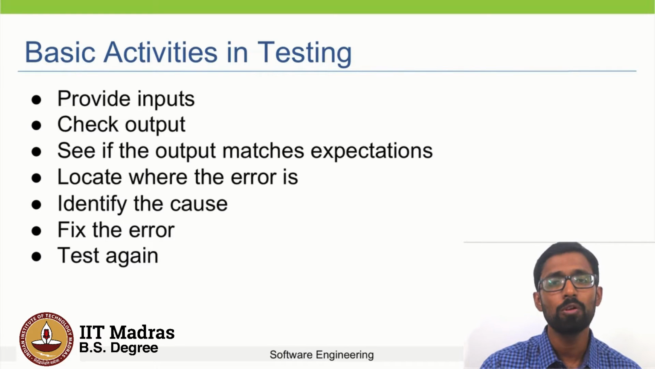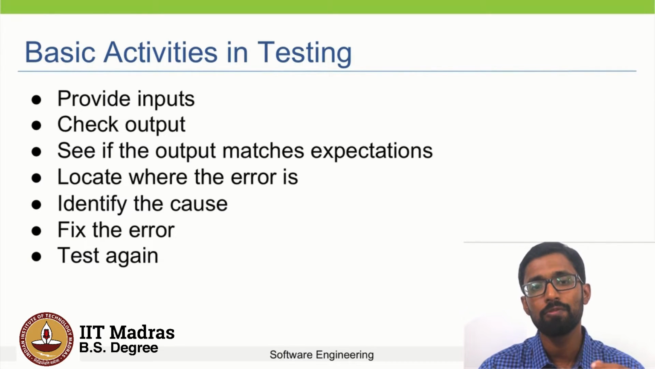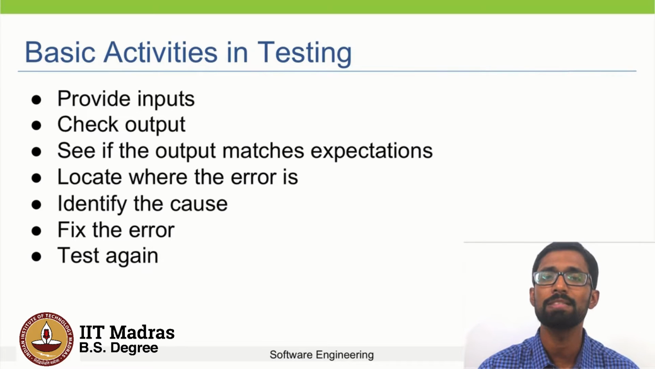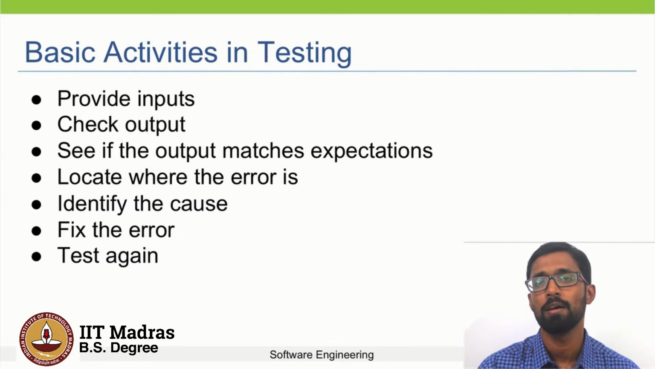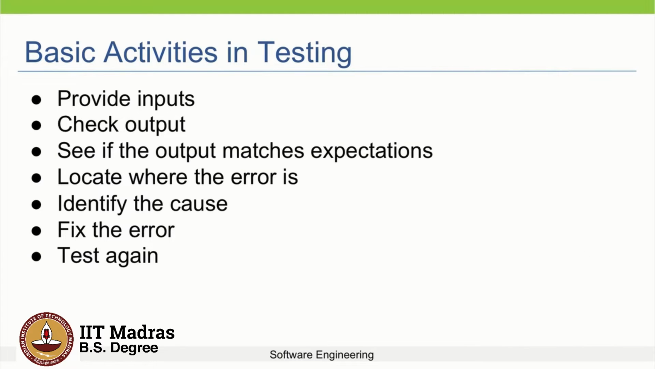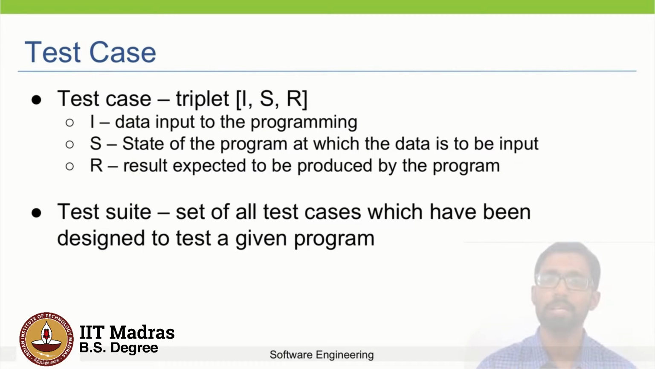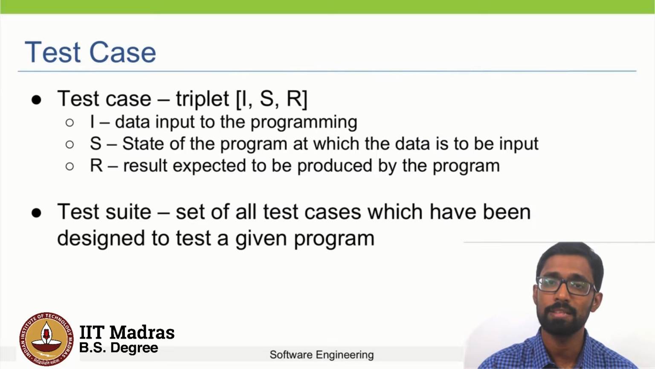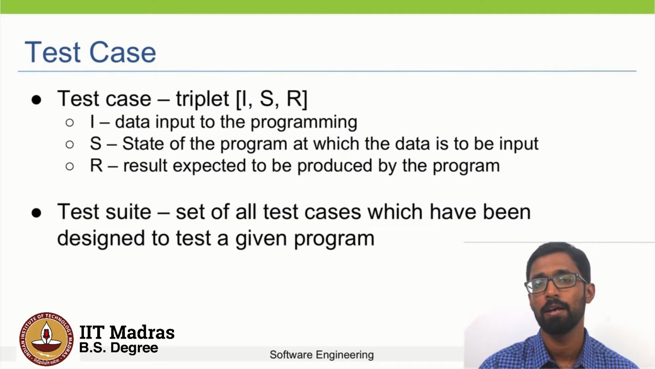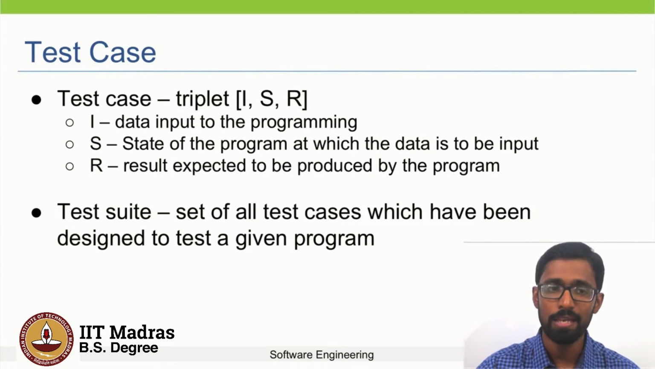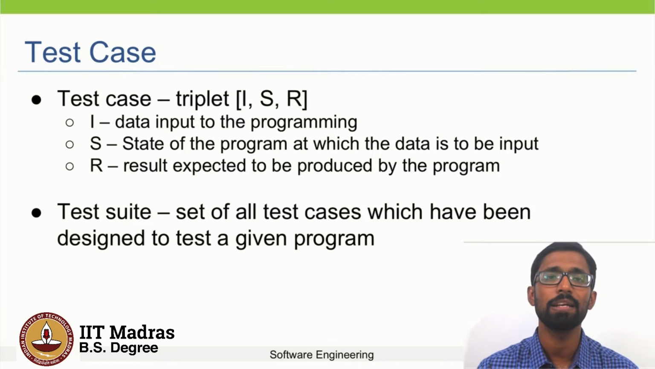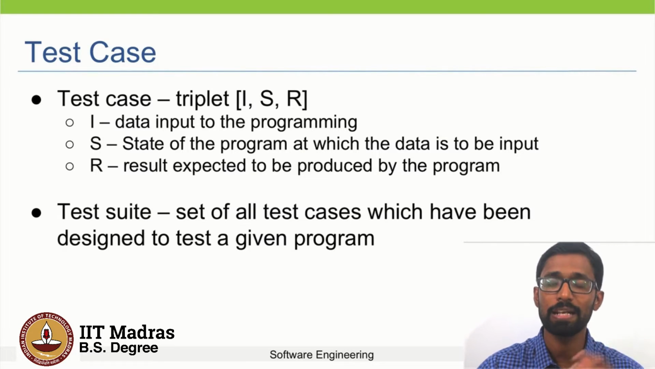And if you notice, the first step which we do is we provide a set of inputs. And this is known as a test case. So a test case contains three things. It's a triplet, right? It contains I, which is the data input to the program. And then it contains the state of the program, S, right, at which the data is to be input.